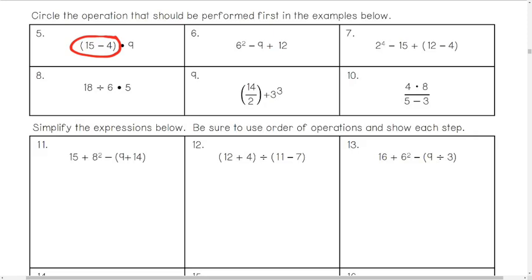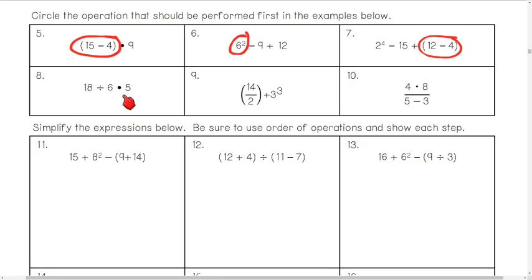Number 6. If I look through here, there are no parentheses. So I go to the next order of operation, exponents, and it looks like, oh, the 6 is squared, so that is an exponent. So I would go ahead and circle that as my order of operation that I would start with. Number 7, if I go through this one, I have parentheses. Oh, there are parentheses, so I know that that's my first order of operation, so I'm going to go ahead and circle parentheses.